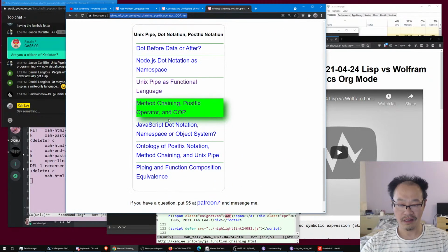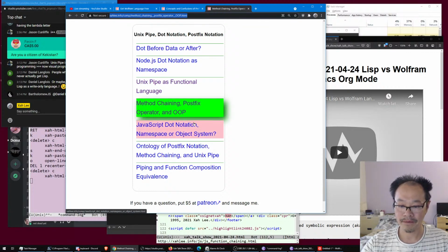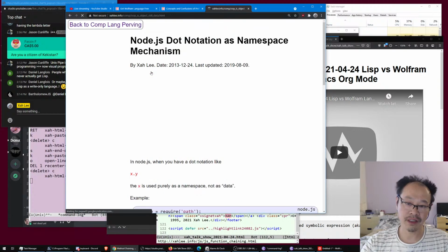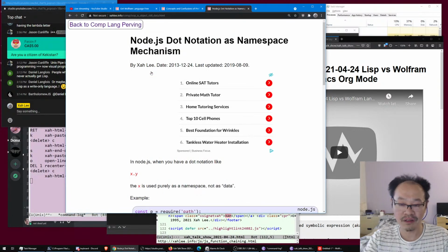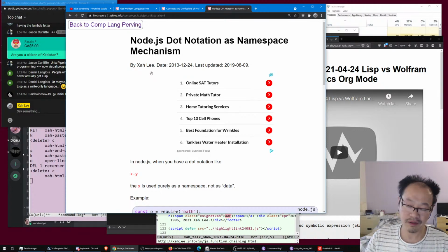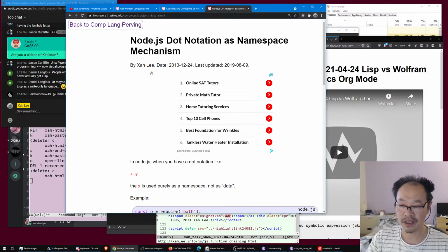Then there are other issues. There's a concept of namespace that comes in. For example, dot notation. You have dot notation in JavaScript. On one hand, you can consider it as a postfix notation. But on the other hand, you can consider it as tied to the namespace mechanism.